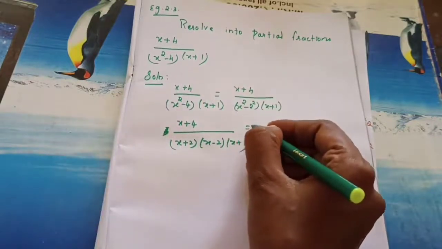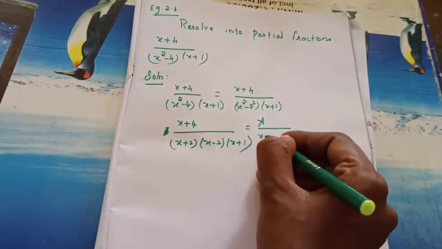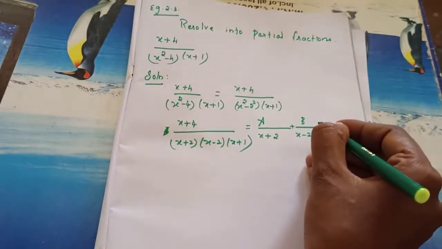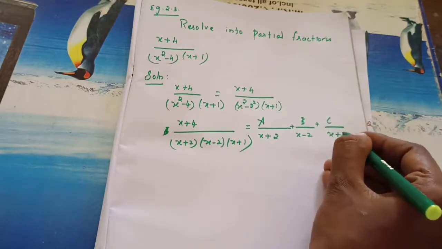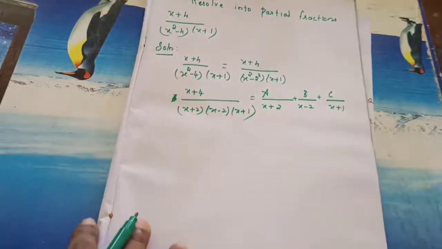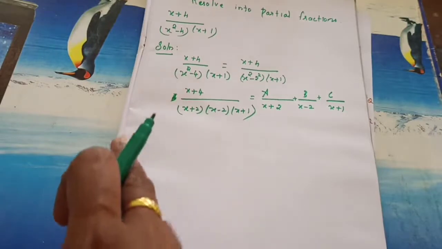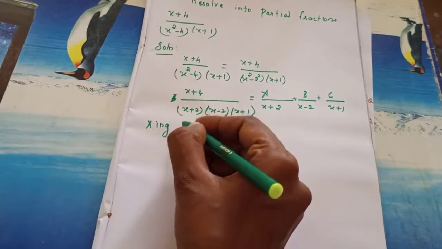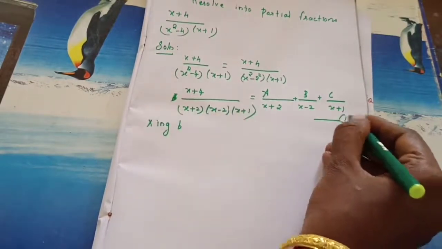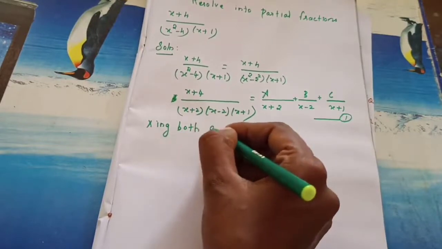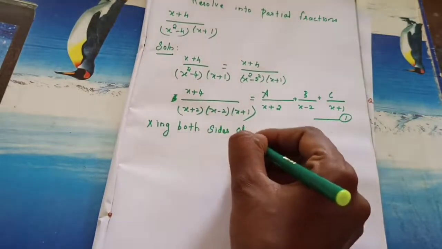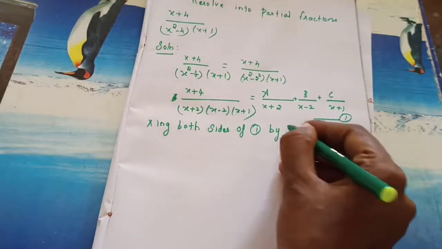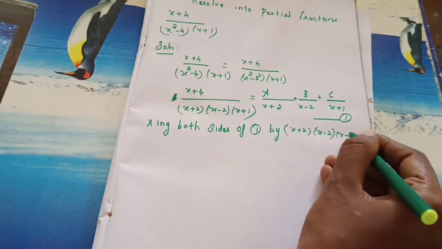So here how many factors are there? 3 factors, is it right? So a by (x plus 2), then b by (x minus 2), then plus c by (x plus 1). Okay, understand? So you need to find 3 values here: a value, b value and c value. So first what will you do? Multiplying both sides of equation 1 by (x plus 2)(x minus 2)(x plus 1).